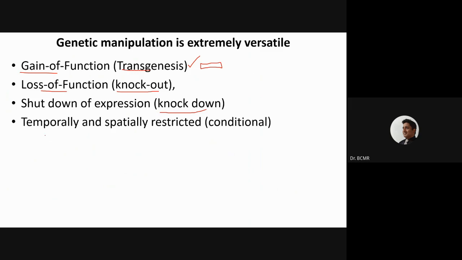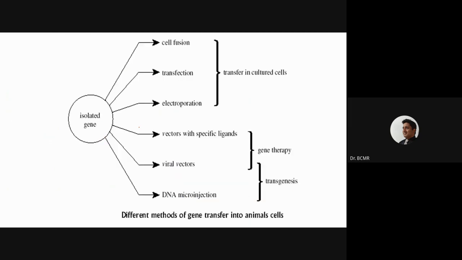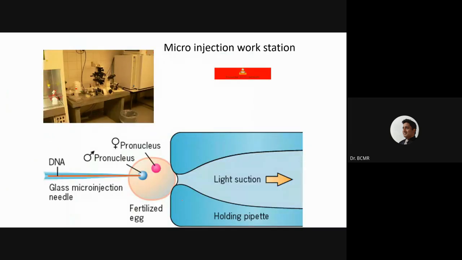And there are also temporal expression and spatial expression. There are several ways of how we put it into the organism. By cell fusion, we can put transfection and electroporation. This is mostly with the cells in culture. You can also use viral vectors in this case. That is where transfection comes in. And you can also do microinjection. This is the micromanipulator, and using a fine microinjection needle, we put the DNA construct into the cell.